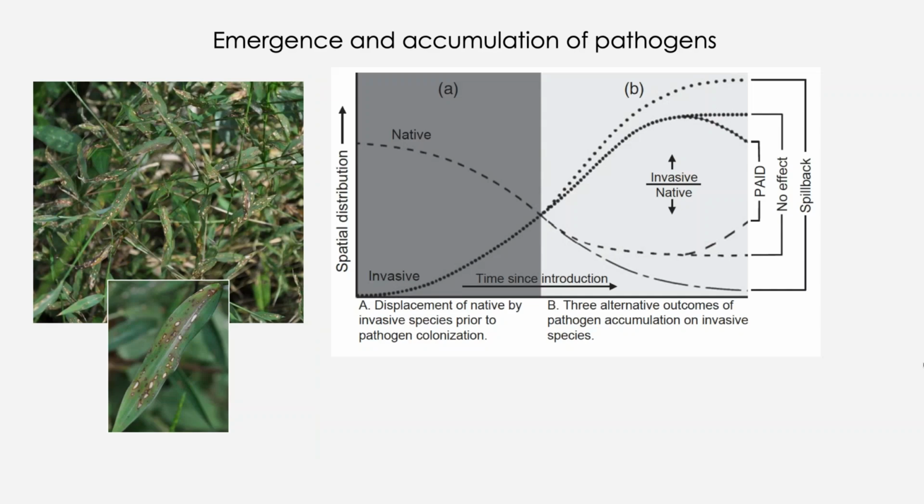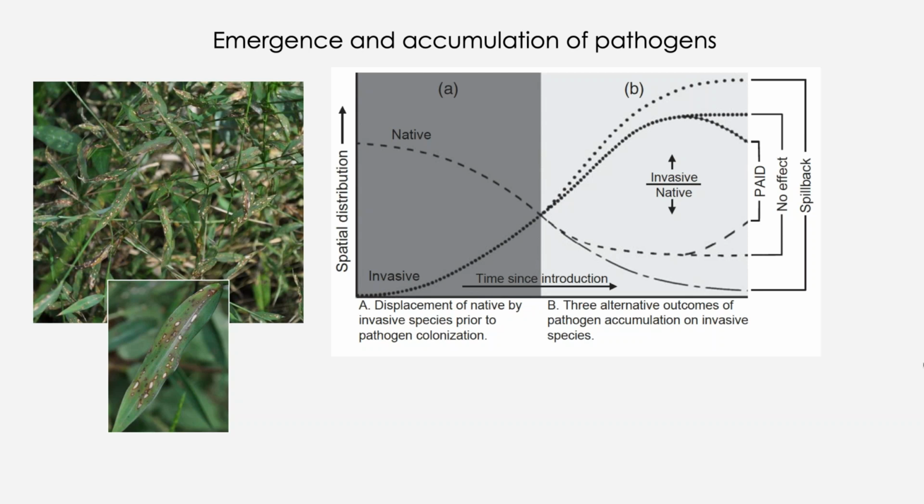Now the next question was how the accumulation of pathogens on this invader was affecting interaction with native species. So back with that review paper that we published, we thought about interactions between natives and invaders in the face of pathogen accumulation. So the same axes on this figure here, y-axis is spatial distribution, x-axis is time since introduction. We came up with 3 possible scenarios. So as the invader increases in spatial distribution with time, it may cause the decline of the native species.